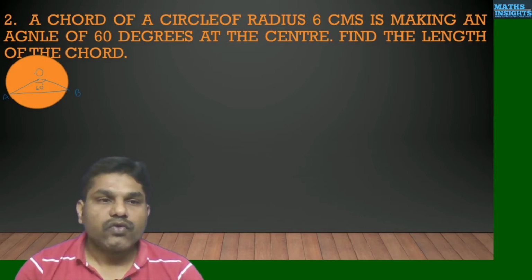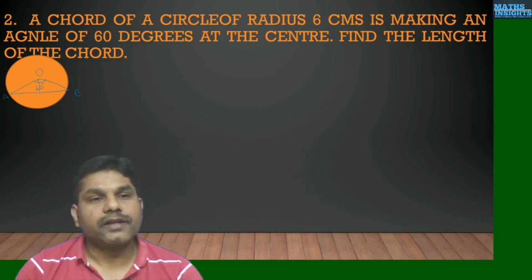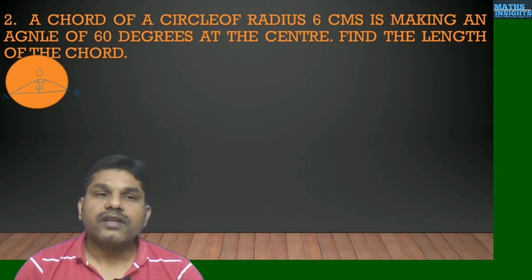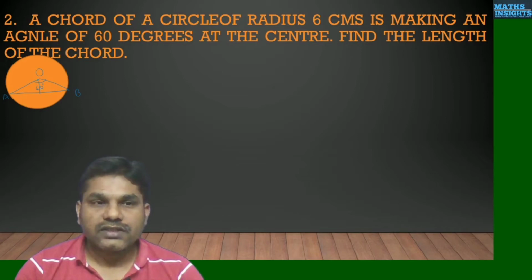Let the center be O. I am drawing a perpendicular here. Then this will bisect the angle as well as the chord. So this is 90 degrees and the total angle is 60 degrees. Therefore, this will become 30 and this is also 30 degrees. So our aim is to find the length of AB. Let this perpendicular bisect the chord at D.